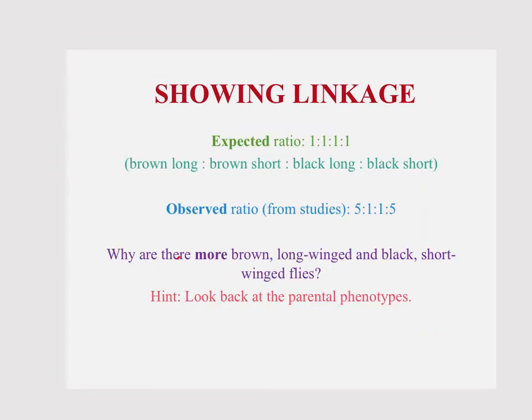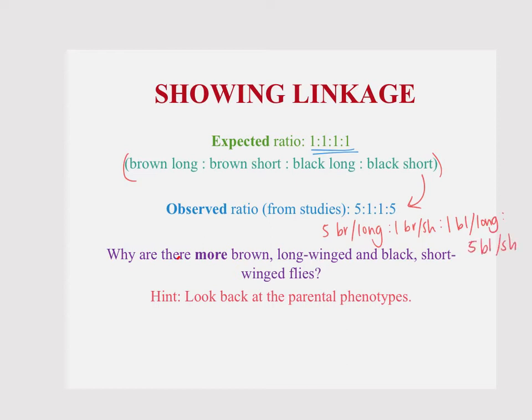Now we expect to see that 1 to 1 to 1 to 1 ratio, but in actual fact, if I've done an investigation, I've done a study, and I've seen that there's a ratio of 5:1:1:5. So again, that follows the ratio of phenotypes shown in the brackets. So that's 5 brown long to 1 brown short to 1 black long to 5 black short.